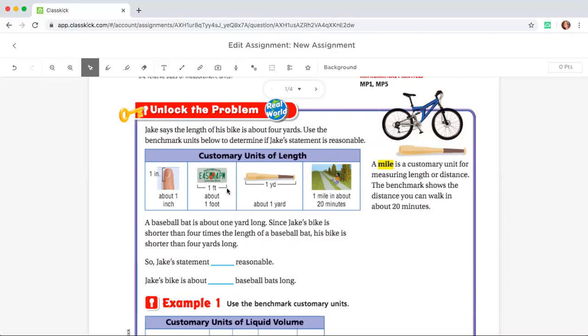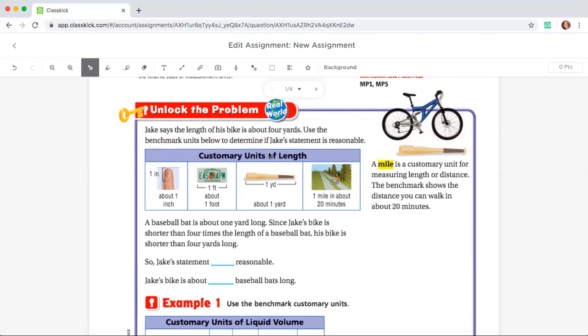The length of a license plate is about 1 foot. A standard ruler is also 1 foot long. A baseball bat is about a yard long, okay? And you could walk a mile, depending on how fast you walk, in about 20 minutes, okay? Jake says that the length of his bike is about 4 yards.